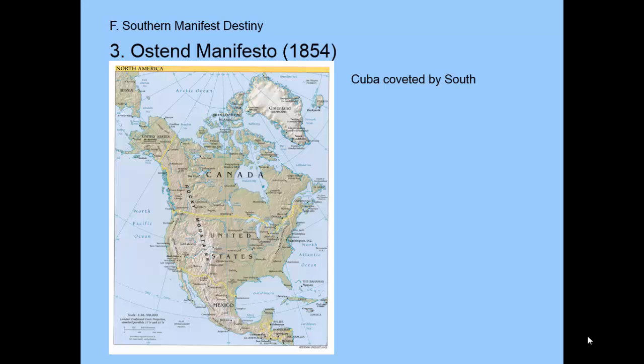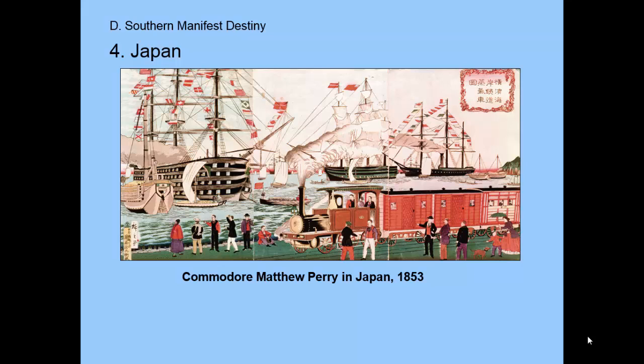Now, the negotiations were fairly well along, but then the Northern press gets a hold of this. They find out about this manifesto, they make it public, and the North raises such an uproar over this, they don't want another slave state, that the president is forced to let the issue go. So we don't see that Cuba becomes another slave state.